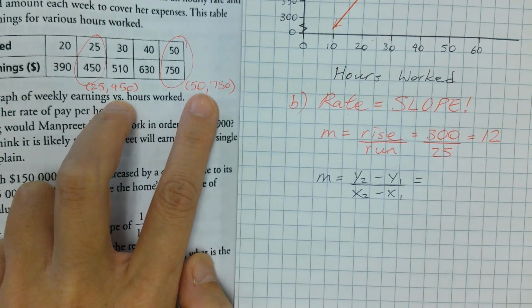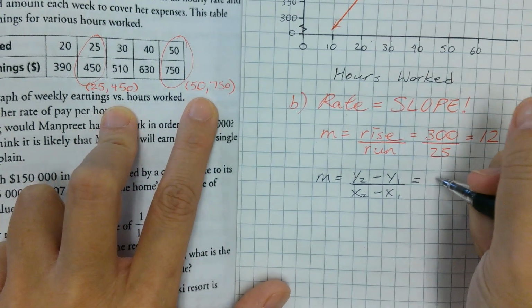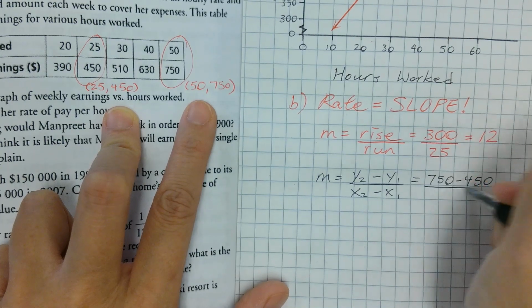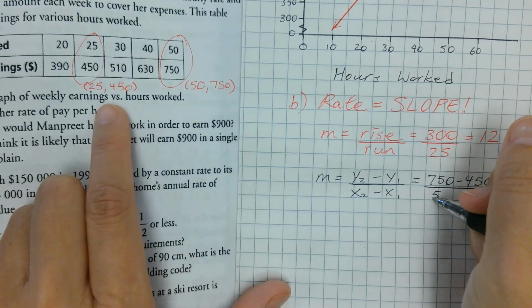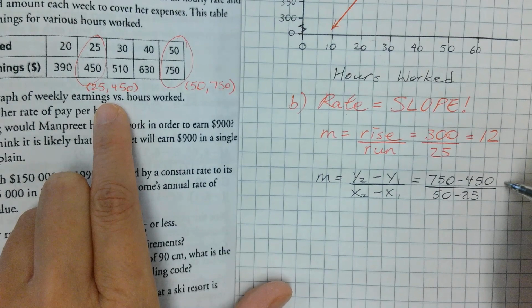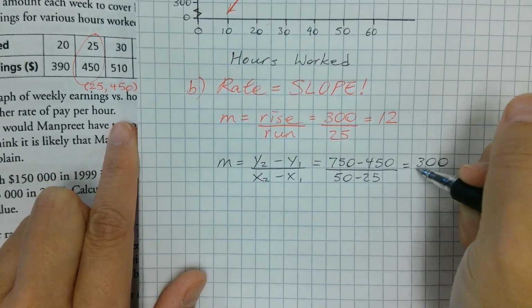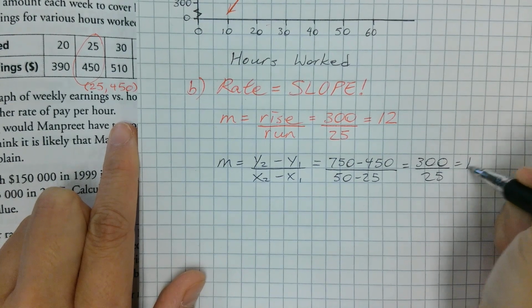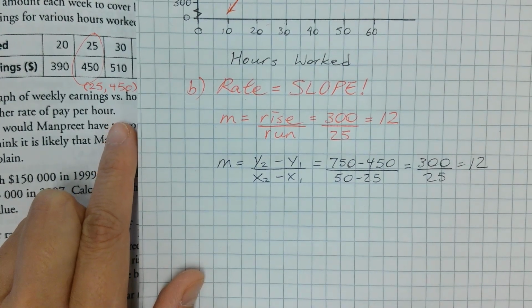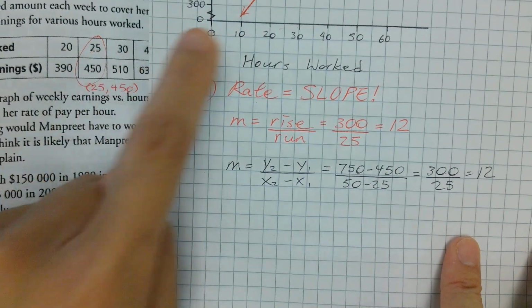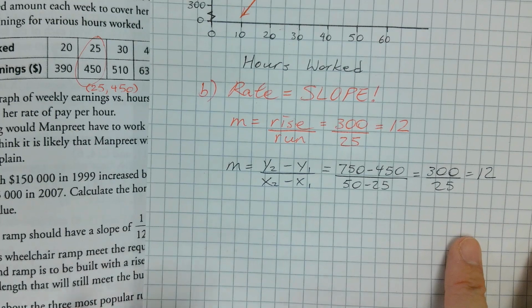So then those are my 2 coordinates. When I sub it in, 750 minus 450 over 50 minus 25. Oh, now what do you know? 300 over 25, we get the exact same thing. Okay? So 2 different ways. You can go from the table or you can use your graph. It means the exact same.